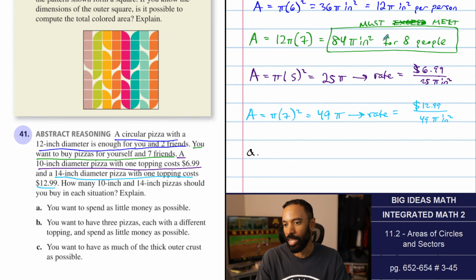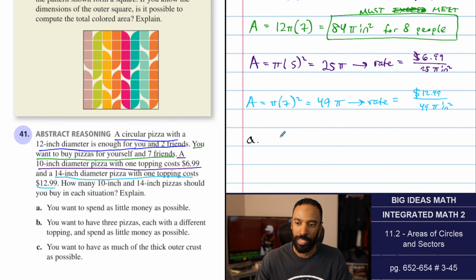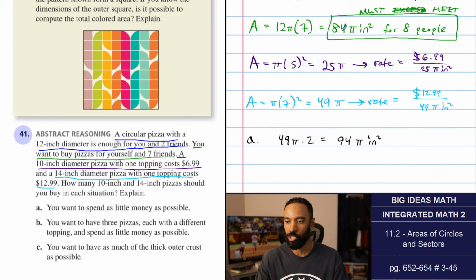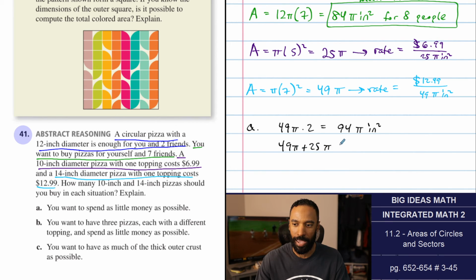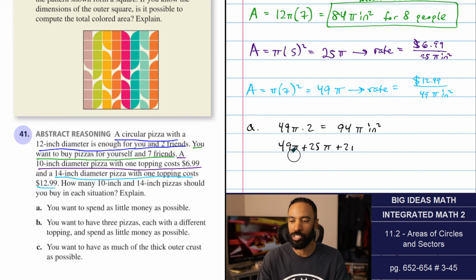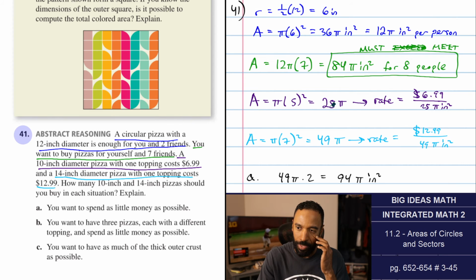So here's the thing. Let's play with this a little bit. If I doubled this, if I got 2 14-inch pizzas, 49 pi times 2, that's 94 pi square inches. That's 10 pi square inches toward there. If I did 49 pi plus 25 pi, that's 74 pi, so 25 pi. I think your best bang for your buck, because anything you do, you have to exceed 84 pi.